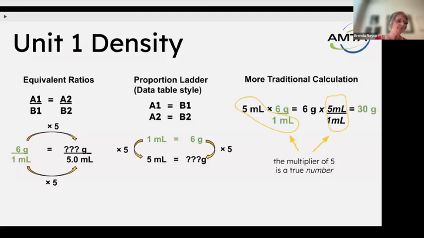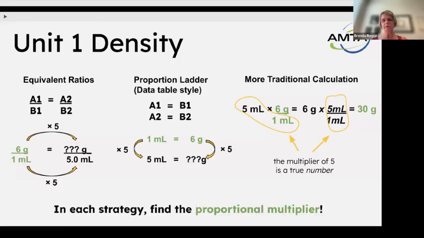The more traditional approach multiplies the known volume of 5 milliliters by the density. But rather than canceling units, we note that 5 milliliters is 5 times larger than 1 milliliter. It could be shown by writing the 5 milliliters in ratio with the 1 milliliter on the second part there, which is the multiplier needed to finish the reasoning. Each strategy prompts students to find the proportional multiplier that is given in the known parts of the data.